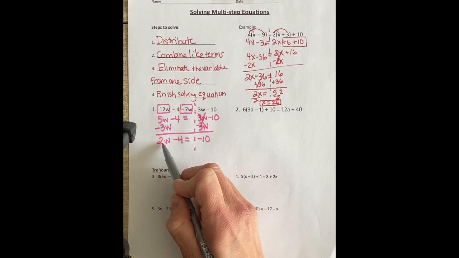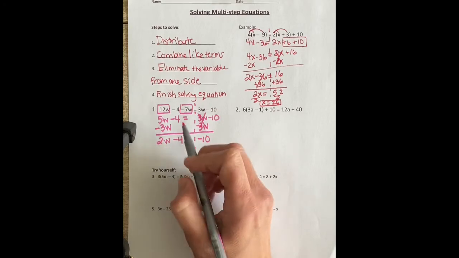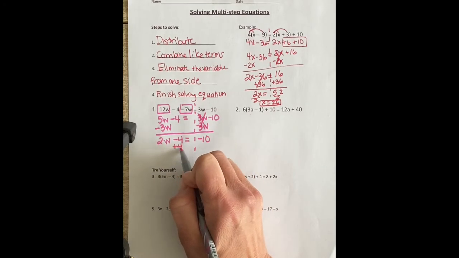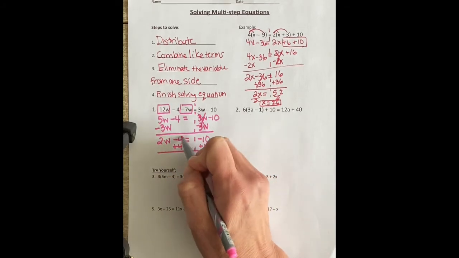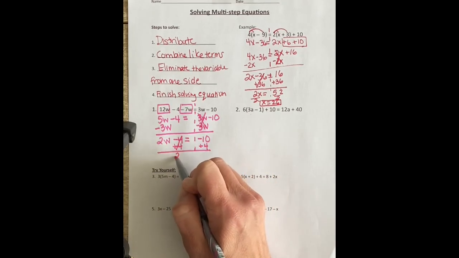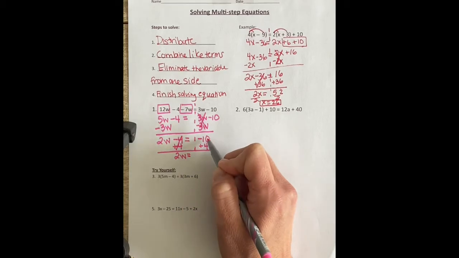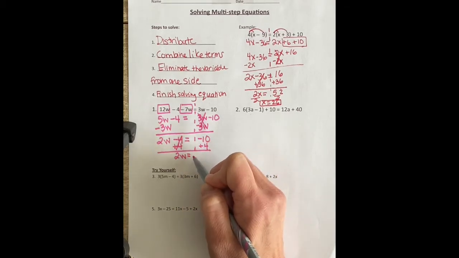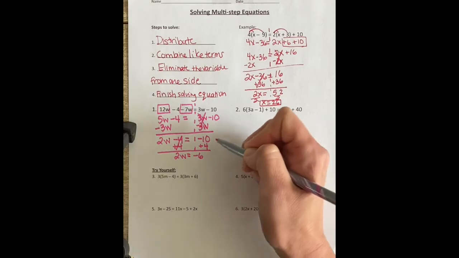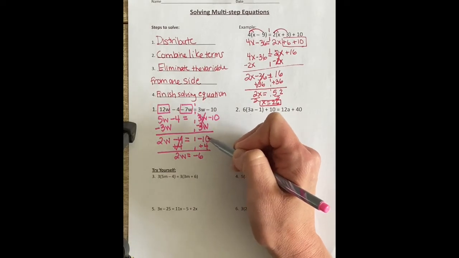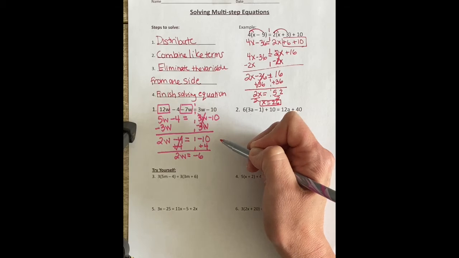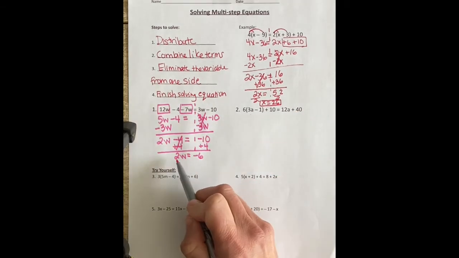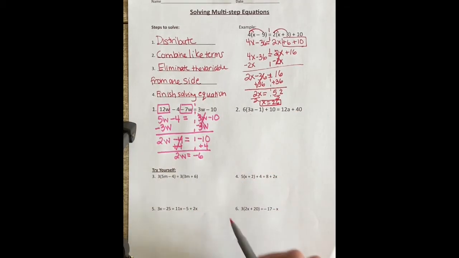We want to get the 2W by itself, but 4 is being subtracted from it. So we've got to do the opposite and add 4 to both sides. 4 is now eliminated. I have 2W equals negative 10 plus 4 is negative 6 because the signs are different. So when they're different, I subtract and I keep the sign of the integer with the greater absolute value. Now we have 2W equals negative 6.